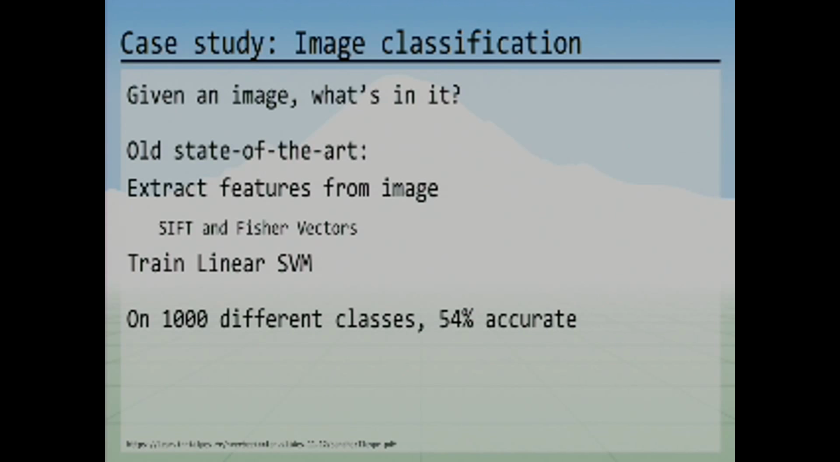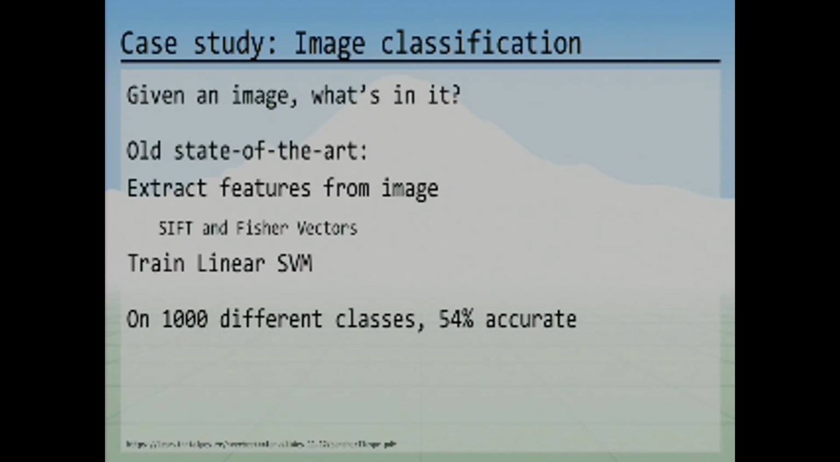The old state of the art for doing this is to extract a bunch of features and then train some linear SVM. There's this popular data set called ImageNet that we'll talk about at some point in the future that has basically 1,000 different classes and about 1 million images. When we train this basic model, we get about 54% accuracy, which is kind of cool.